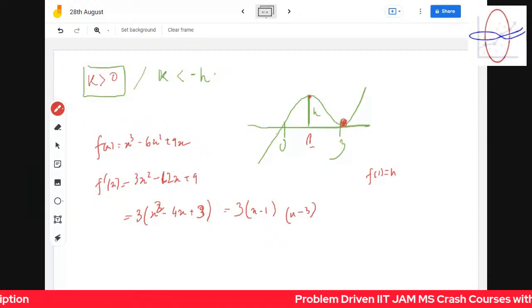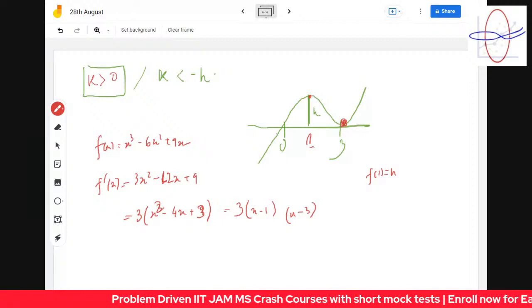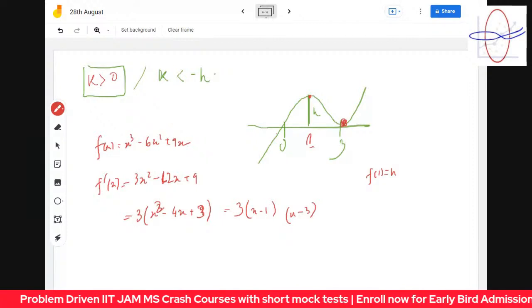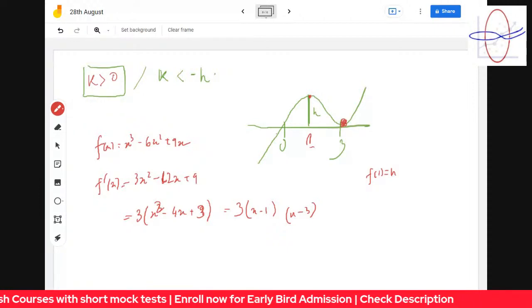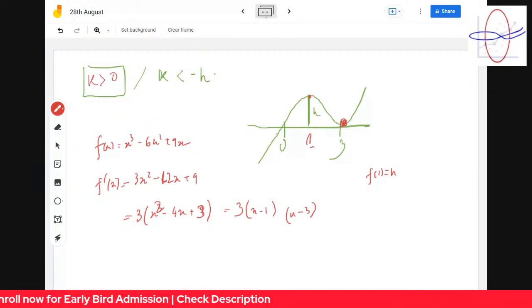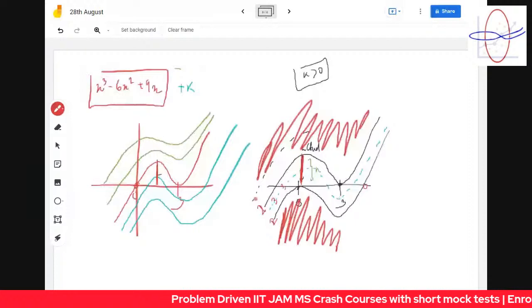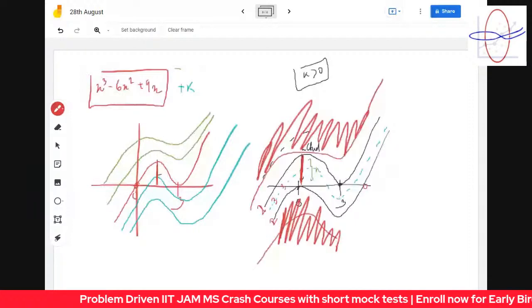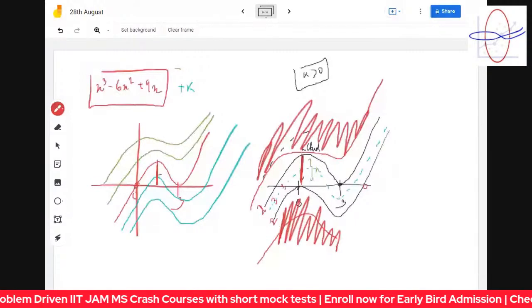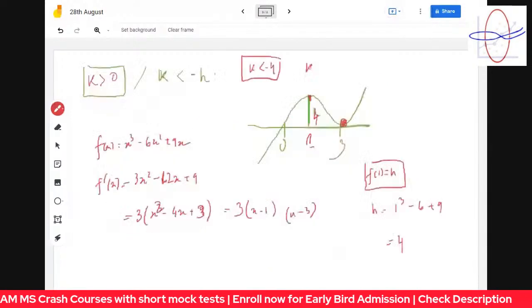So let's calculate f of 1. So h is coming out to 1 cube minus 6 plus 9, that is minus 5, 4. So this height is 4. Therefore, if k is less than minus 4, then the graph will be in this region, this blue type of graph. If k is greater than 0, it will be in this region, like this. So these are the values of k less than minus 4 and k greater than 0.